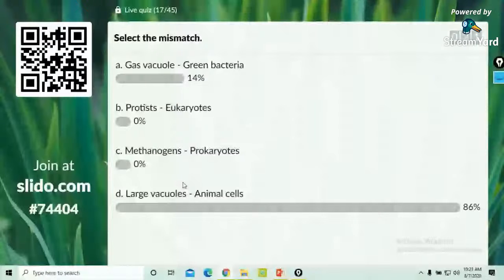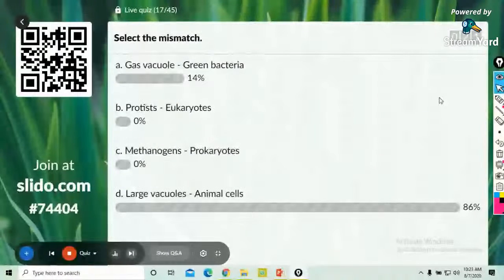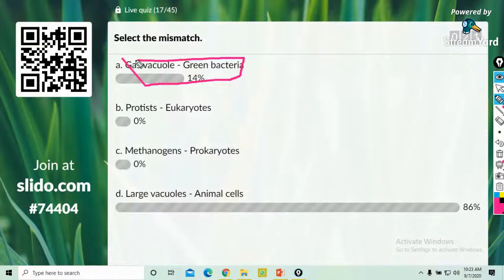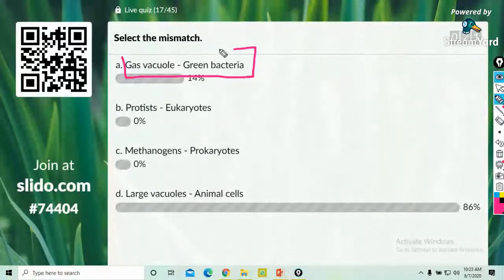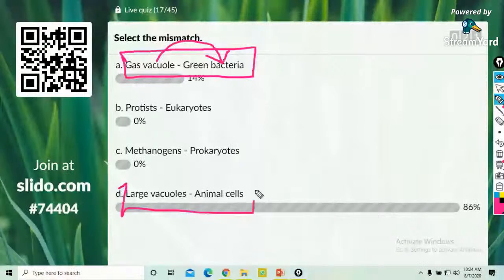Oh guys, what is this? Gas vacuole in green sulfur bacteria. Gas vacuole is present in bacteria. Large vacuole in animal cell, it's wrong.